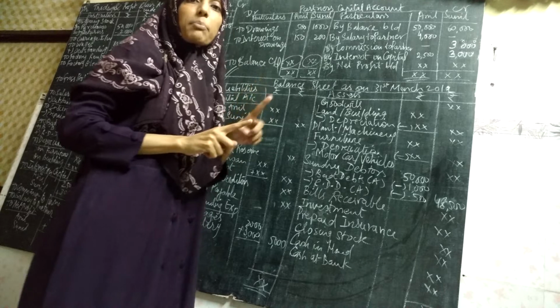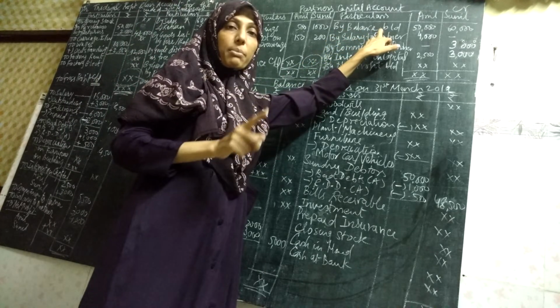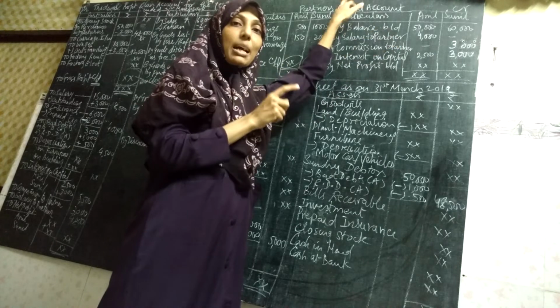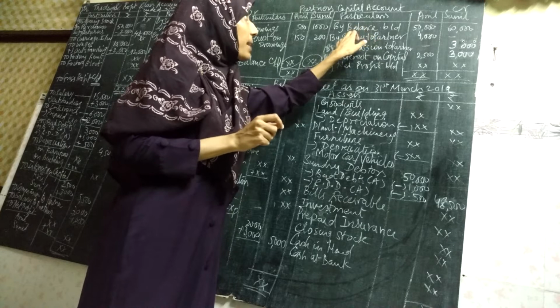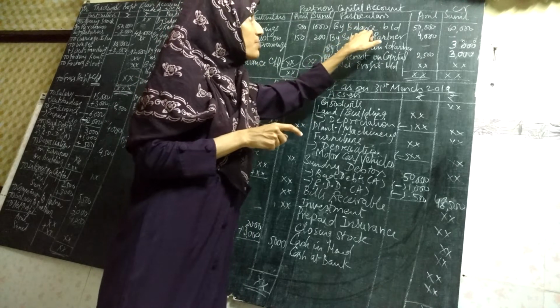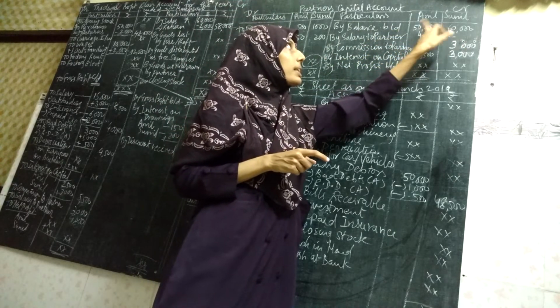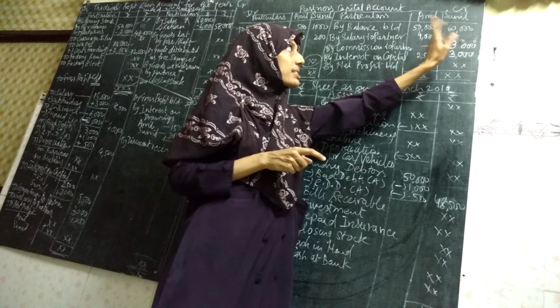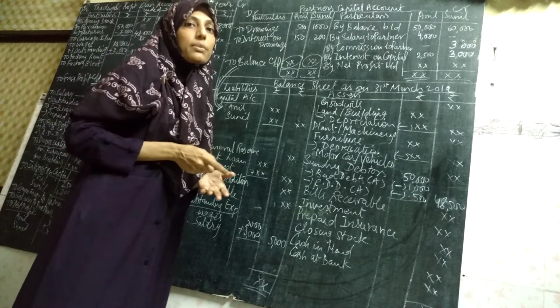Since it is the capital at the beginning, you will write by balance brought down. Remember, it is a capital account, but in the capital account you cannot write by capital account. You have to use the words by balance brought down. It is the opening balance. Anil's capital is 50,000. Sunil's capital is 60,000. Now there will be certain adjustments given in the question.